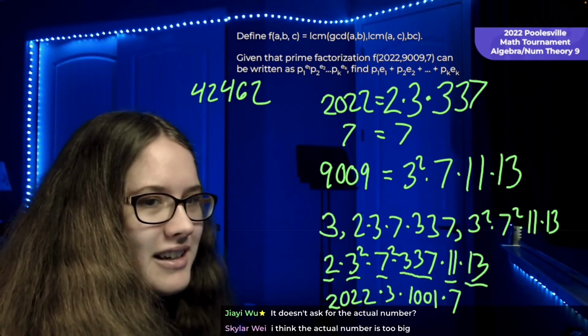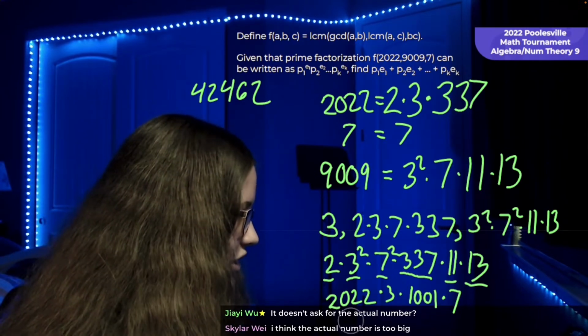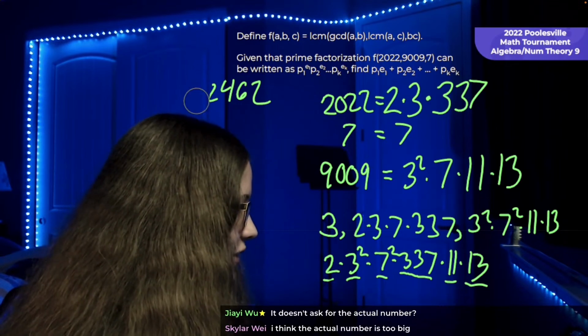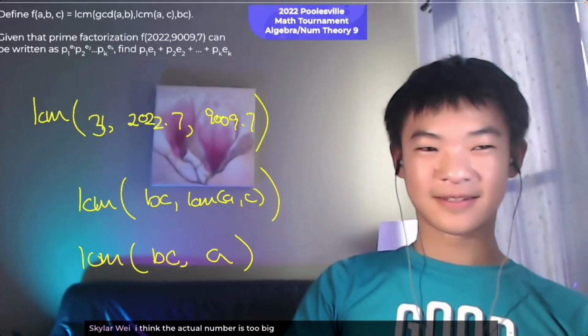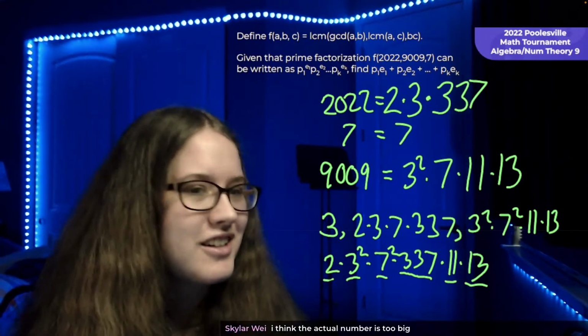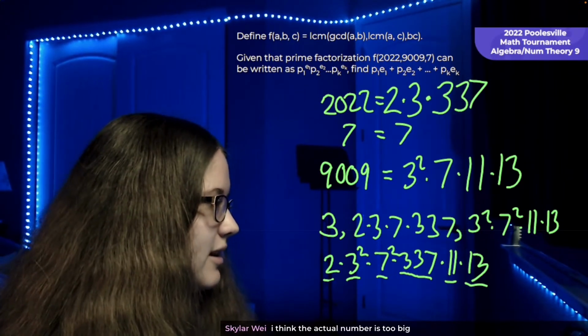Oh, wait, right, I forgot. We want to find the prime factorization, not the actual number. So we actually didn't need to do this part, even though it would be interesting to find the number. That would be quite insane. I don't think it would be that hard to find, but it'll definitely be easier to find what they ask us for, which is prime times exponent, summed.